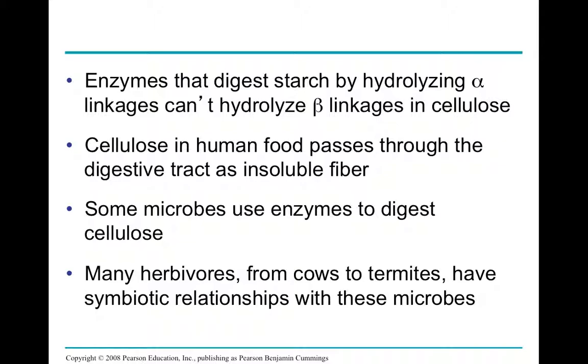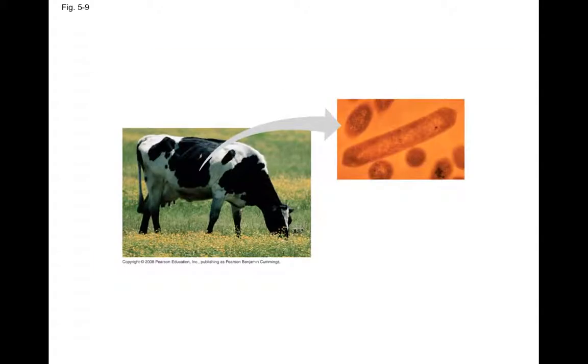But some microbes use enzymes to digest cellulose, and those are mostly in herbivores like cows or termites, which have symbiotic relationships with these microbes, so bacteria in their gut help break those things down. You need certain enzymes to break down these linkages, and humans don't have them for cellulose, but other animals that are strictly herbivores do. Here's an example of a cow with a microbe, and the microbe has those enzymes that break down the grass it eats, which contains cellulose. So that makes sense?